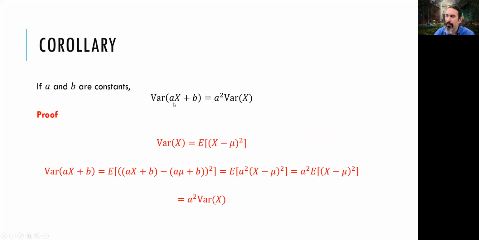This a is going to come out as a square because variance is related to the square of the expected value. So when there's an a, it's going to come out as a square. You can see how it's proven mathematically down here, but you don't have to memorize it as usual. But taking a look at this one might be helpful as an exercise.